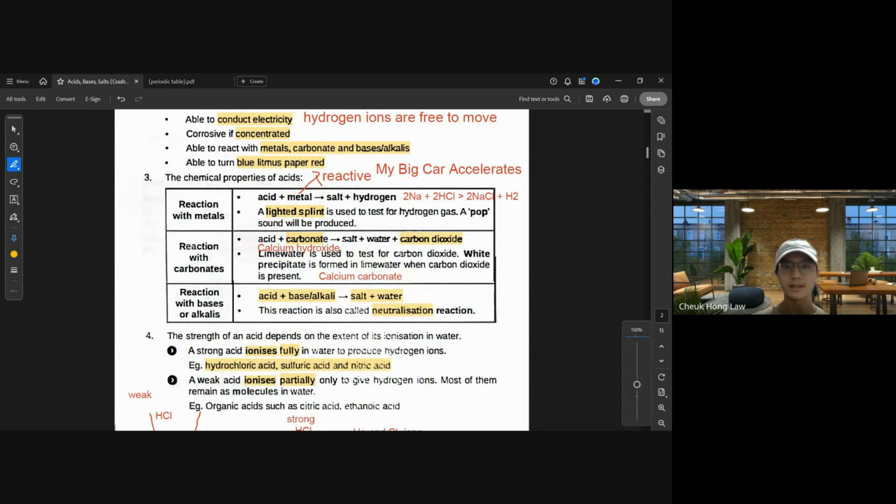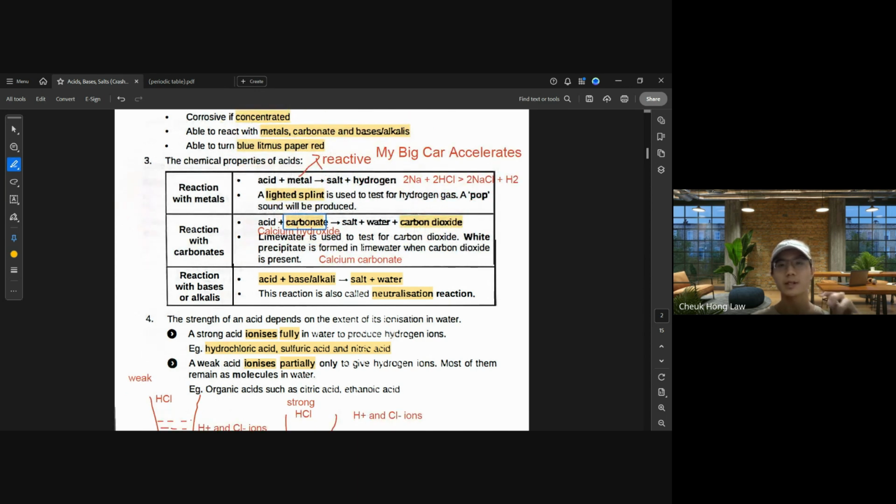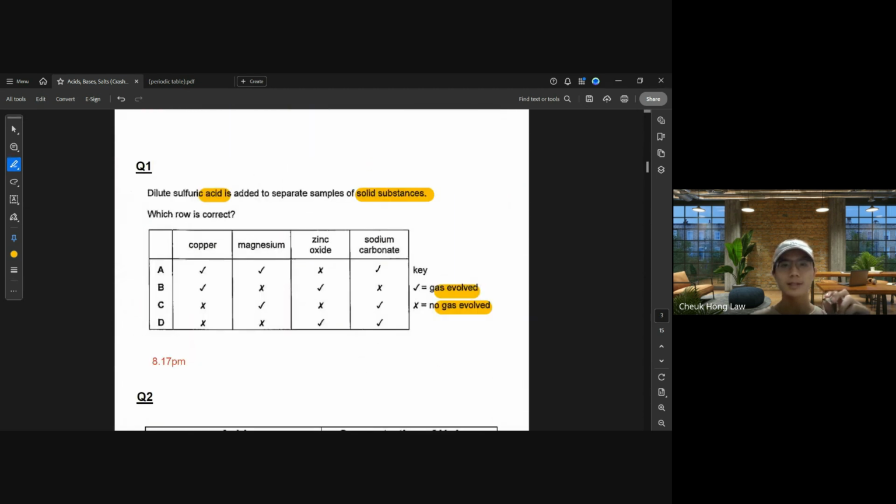So if we look at this table here, it's a bit messy, but there are only two reactions that give you gases. One is the reaction with metal because it gives you hydrogen. Then the second one is the reaction with carbonates, which give you carbon dioxide. So in this answer, I'm looking for ticks for metals and carbonates. Then I'm looking for crosses for those that are not metals and carbonates.